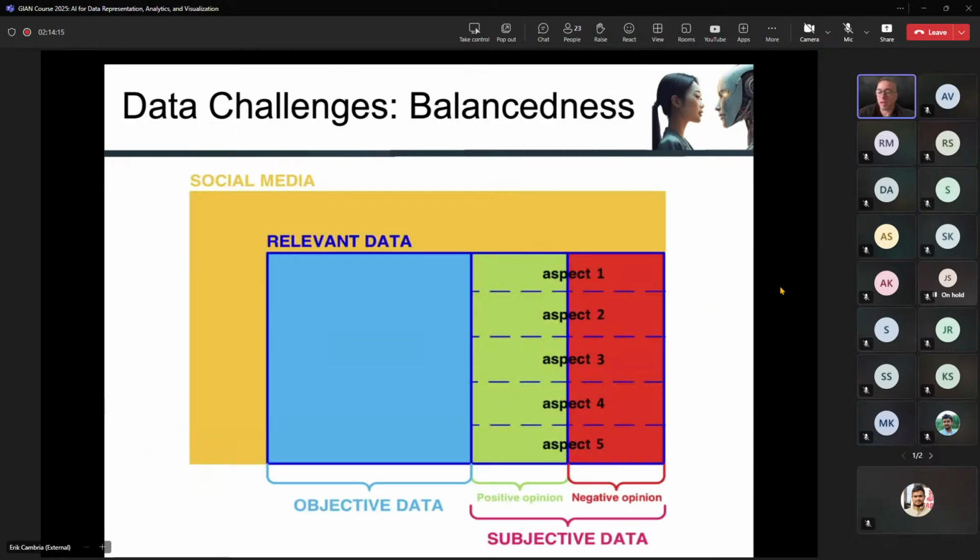But in our case, if we're just doing sentiment analysis, maybe the most important thing to do is to make sure that our data is balanced. It's very hard, if not impossible, to have data that is perfectly balanced, because you have so many different facets of your data.